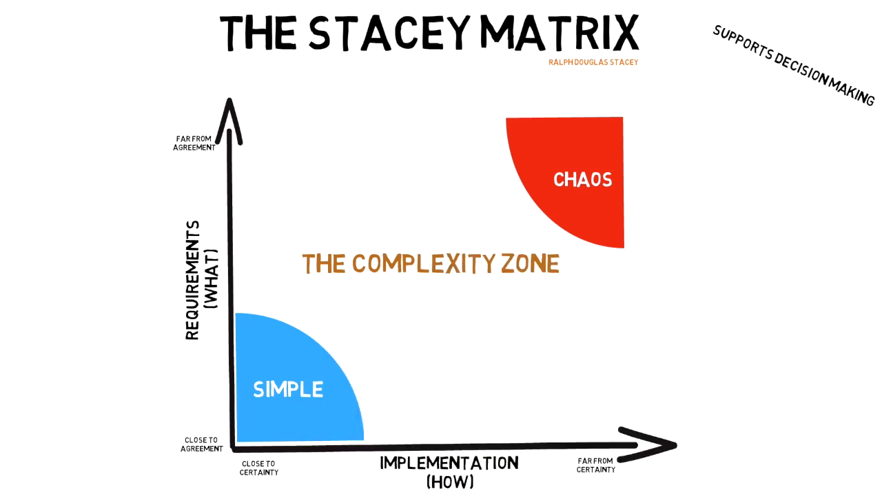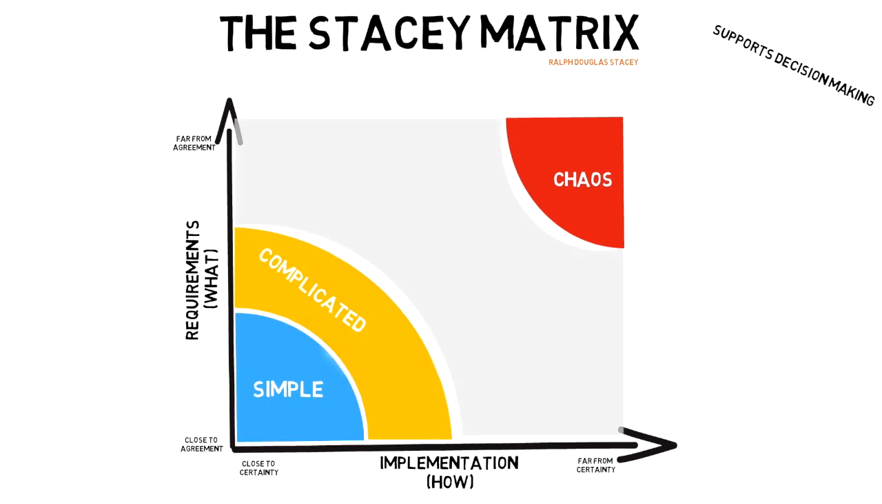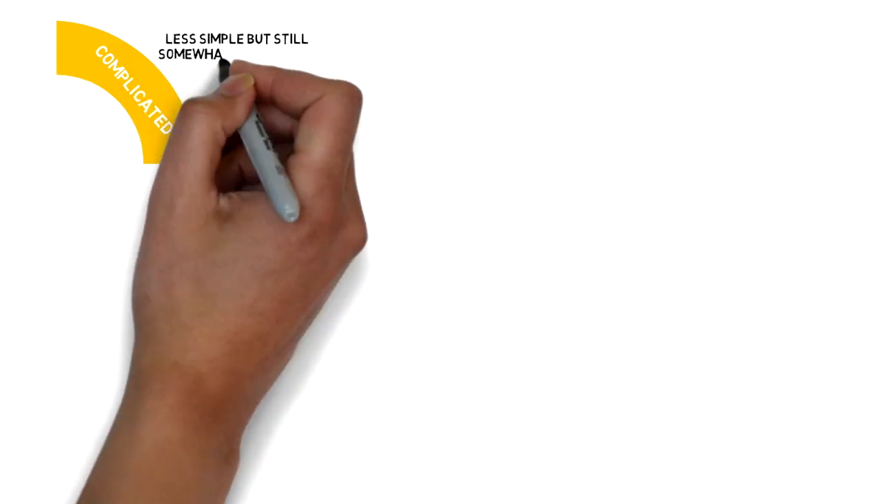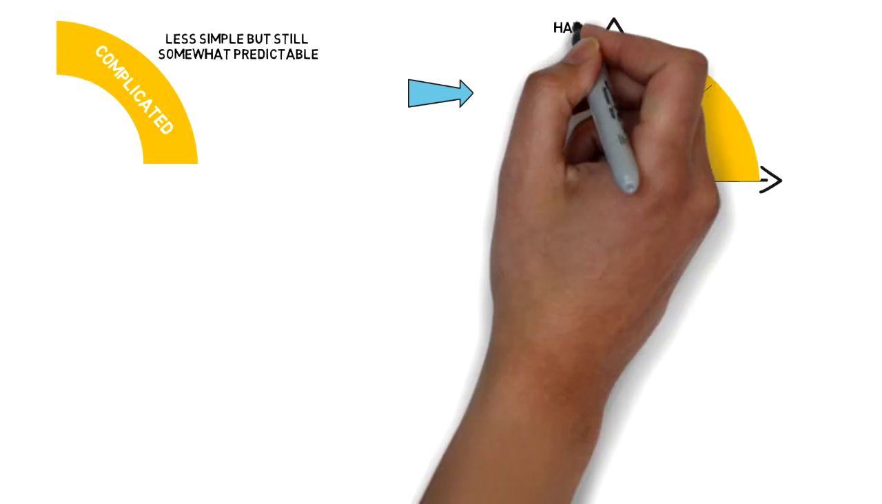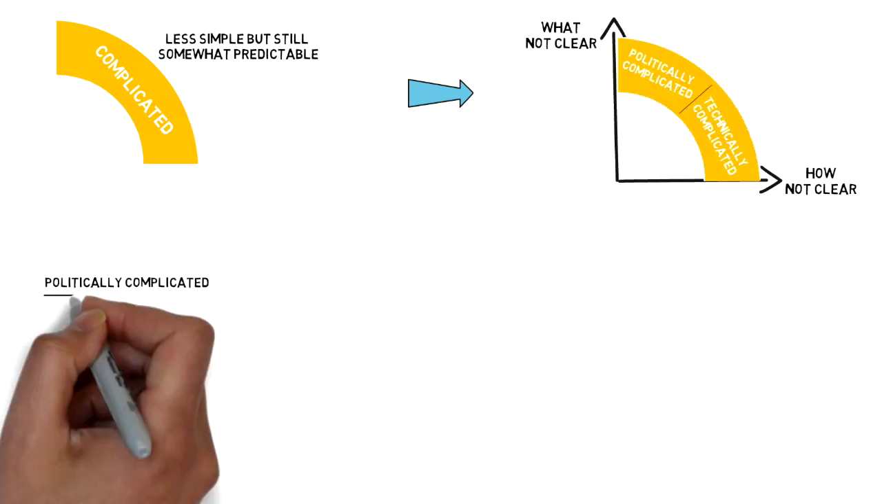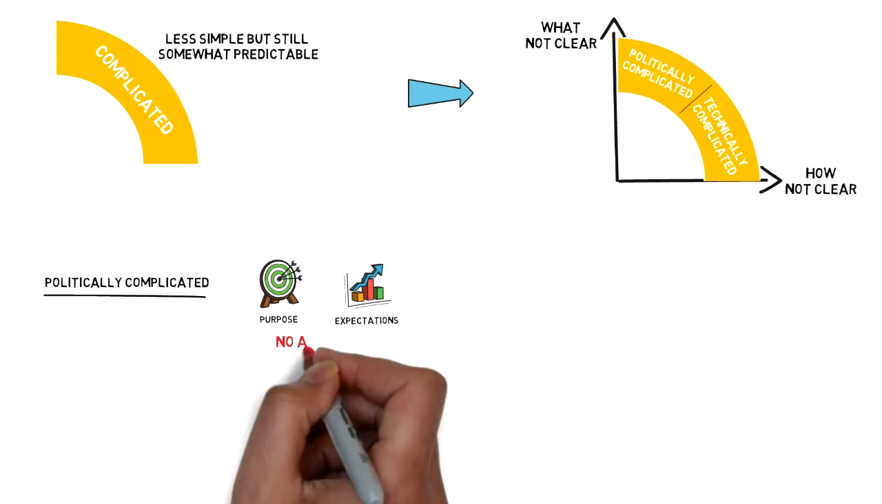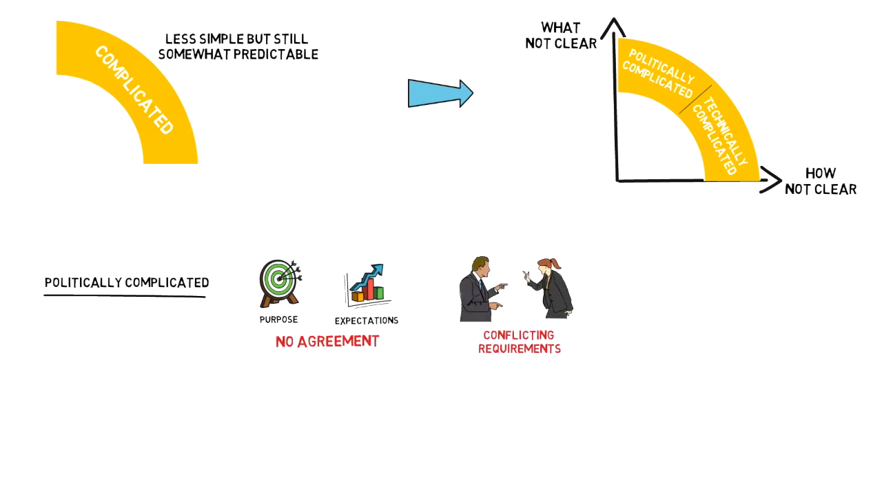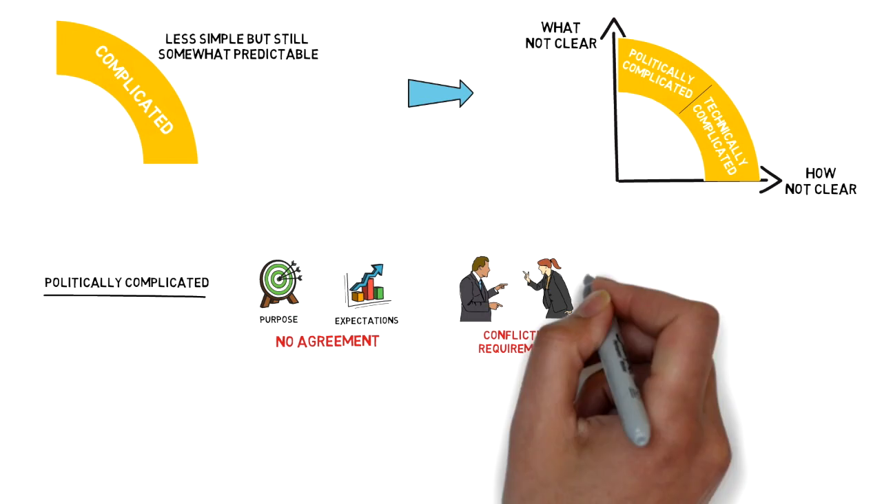Between these two extreme ends of the matrix, there is a large area called the complexity zone. In this area, the traditional approaches are not effective as there is a high level of unpredictability. Here we have the complicated zone and the complex zone. Complicated problems are less simple but still somewhat predictable. The complicated zone is segmented into politically complicated and technically complicated.